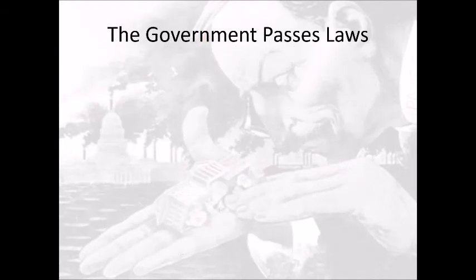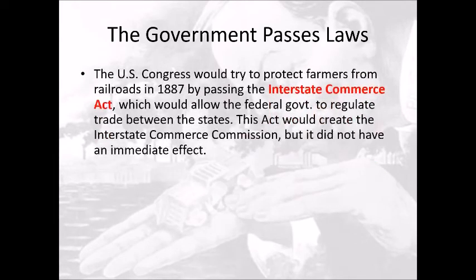Eventually, the government does interfere, and laissez-faire economics is definitely not completely abandoned, but maybe partially ignored. The U.S. Congress would try to protect farmers, for example, from railroads. Remember, we talked about how powerful the railroads were in the early part of the lecture. This was done in 1887, by passing the Interstate Commerce Act, which would allow the federal government to regulate trade between the states. And this act would create the Interstate Commerce Commission.